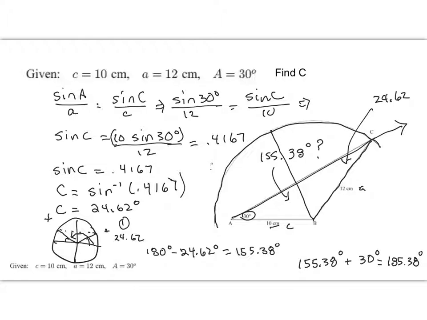Wait a minute, there's a problem here. Angle A, angle B, and angle C in a triangle can only add up to 180. Here I have 185 degrees, that's more than 180. So that means that this wouldn't be a valid triangle. So in this case, even though I could find two possible angles, only the 24.62 degrees works. So I only have one possible triangle.